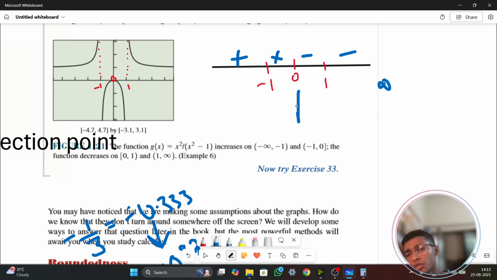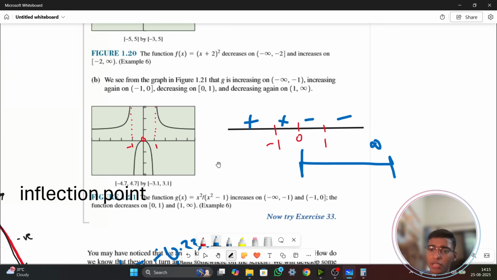I've explained this to you for the positive side. You need to do the same thing for the negative side, for the 0 to minus 1 interval and the minus 1 to minus infinity interval, and tell me whether the function is matching or not.